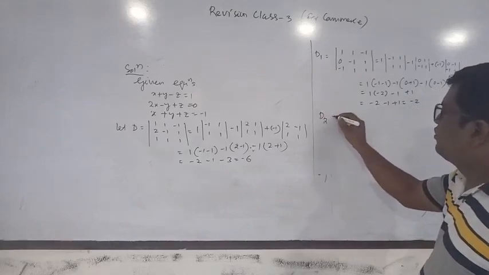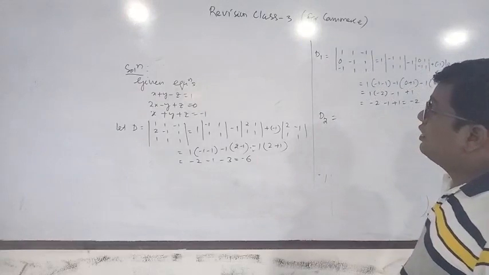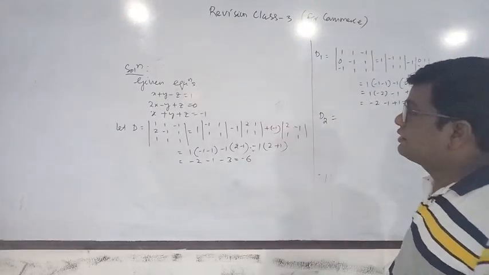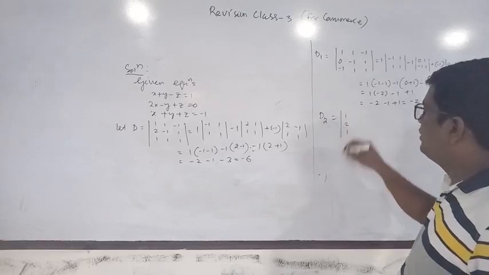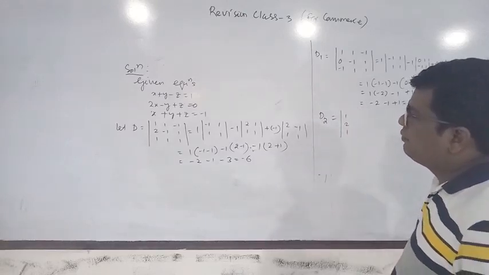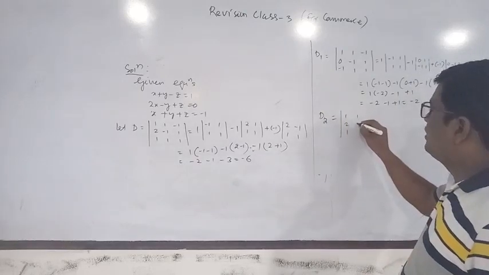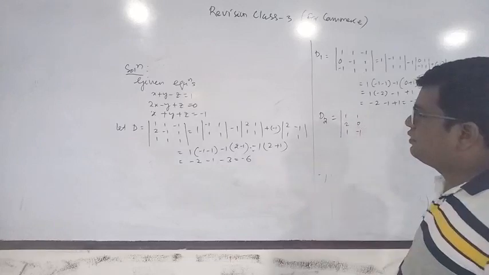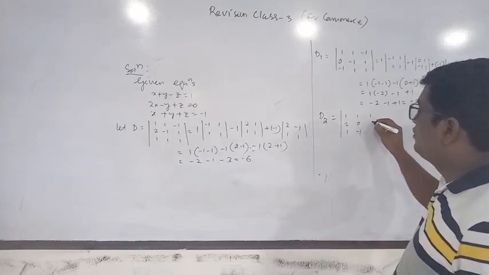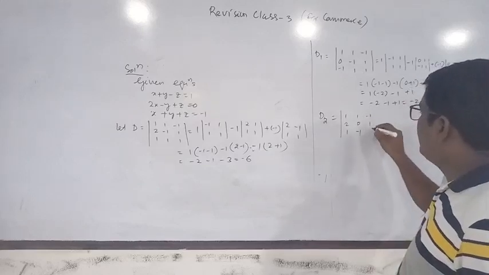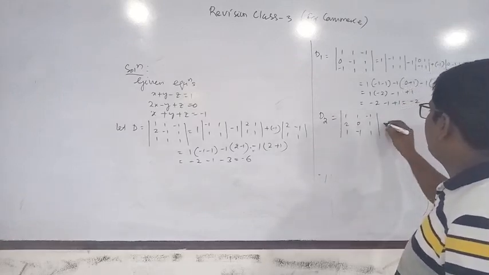Now D2 is equal to what? D2 equal to remove column 2 and insert right hand side element. So what is column 1 here? 1 2 1. Remove column 2 and put the right hand element, that is 1 0 minus 1. And the third is 1. So minus 1 1 1. Now find its value.